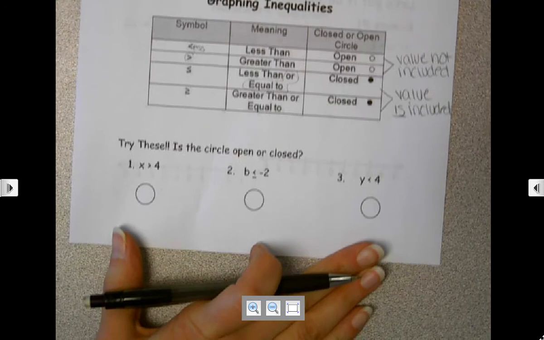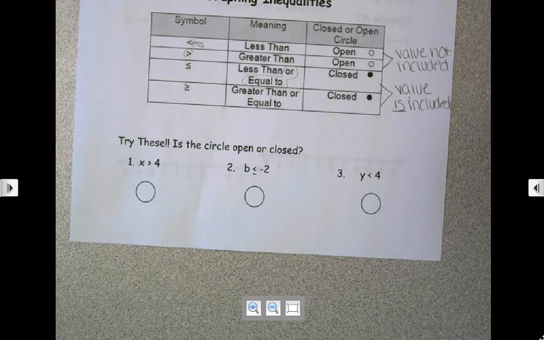Okay, so let's try these. Is the circle opened or closed? What I'd like you to do is pause the video, come on back. Okay, hopefully you paused the video.